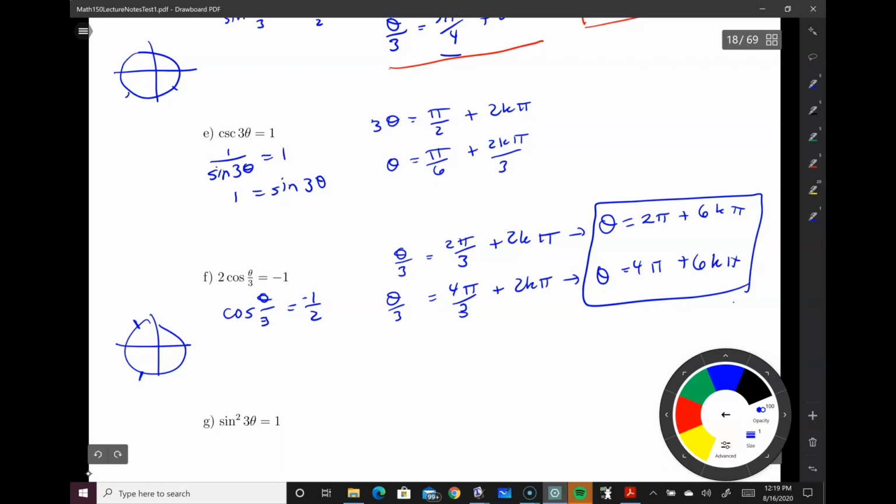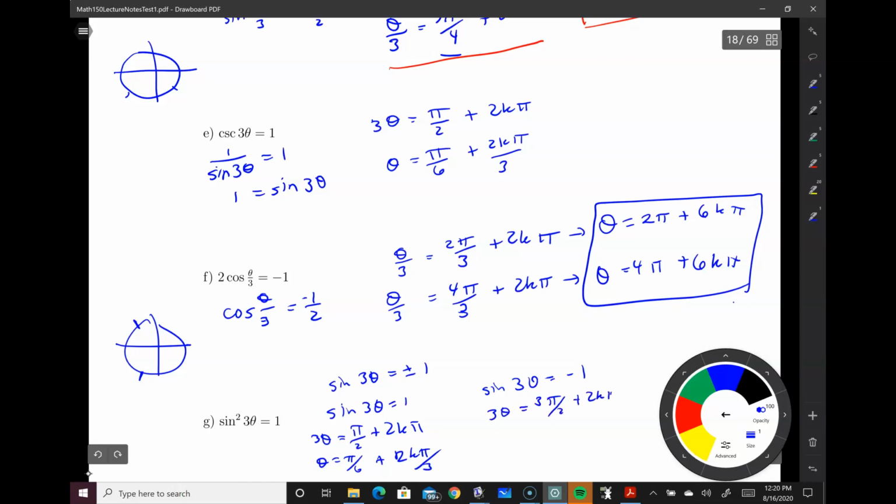Okay. So one more here. So sine squared. So you know you need to square root. So I'm going to get sine of 3 theta is equal to plus or minus 1. So 2 things to solve for. So what angle is it that sine gives me a positive 1? That's going to be pi over 2 plus 2k pi. So dividing by 3, I get pi over 6 plus 2k pi divided by 3. Here, I'm going to get 3 pi over 2 plus 2k pi. So dividing by 3, pi over 2 plus 2k pi over 3.